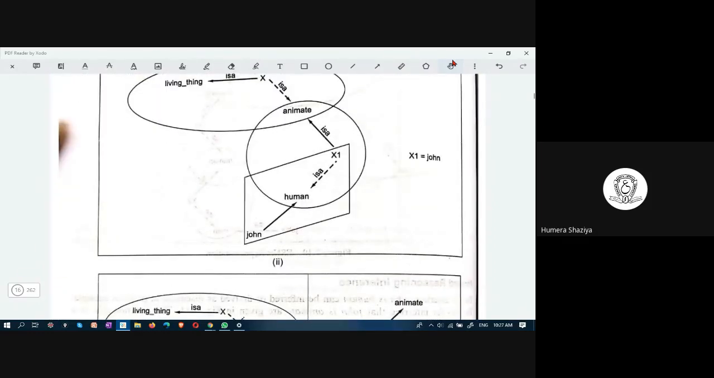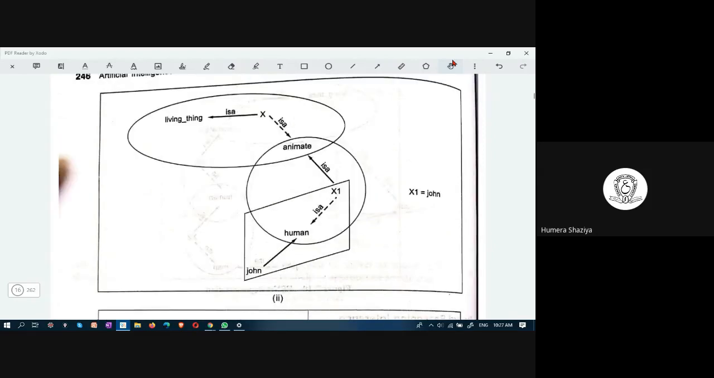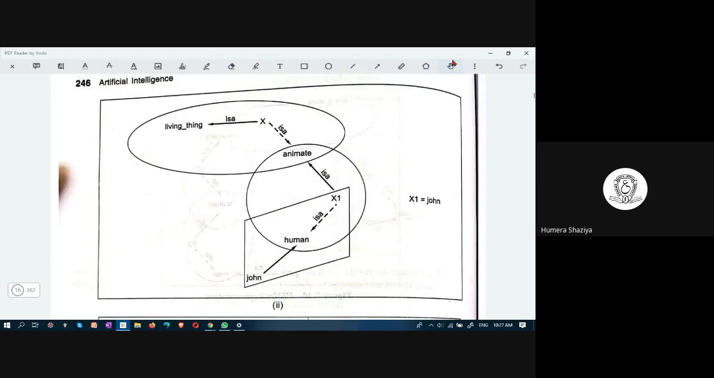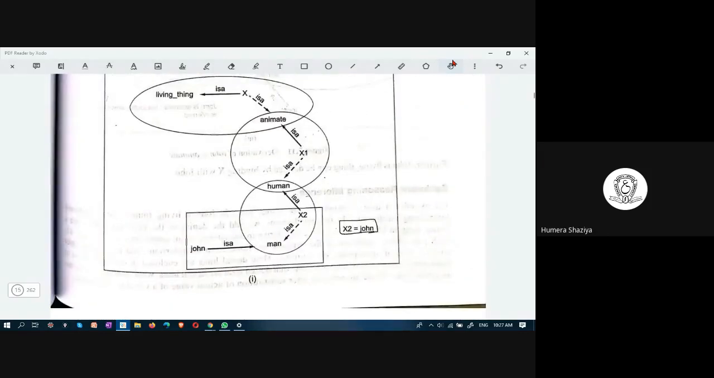When x1 is initialized with the value of John, what does it say? Look here, we have removed x2. In place of x2, we have added John.